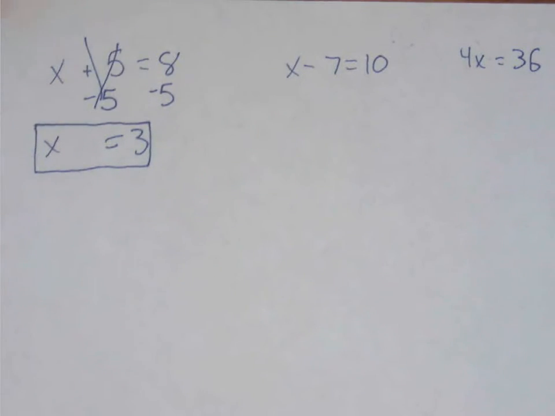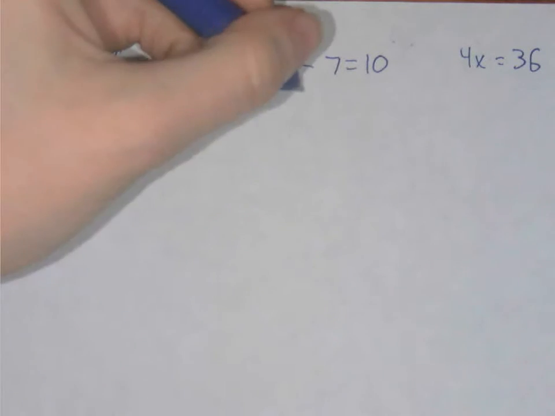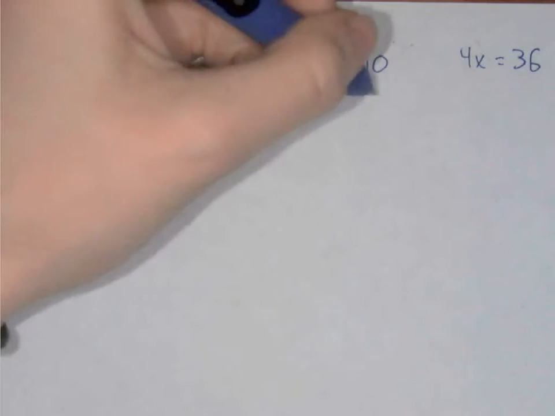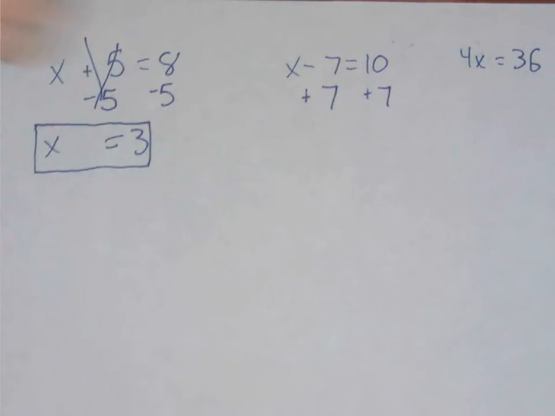Here's another problem, x minus 7 equals 10. If we want to get x alone, we need to get rid of the minus 7. We ask ourselves, what's the opposite of subtraction? And that is addition. So we're going to add 7 to one side. If we add 7 to one side, we add 7 to the other side as well. X equals 10 plus 7, or 17.